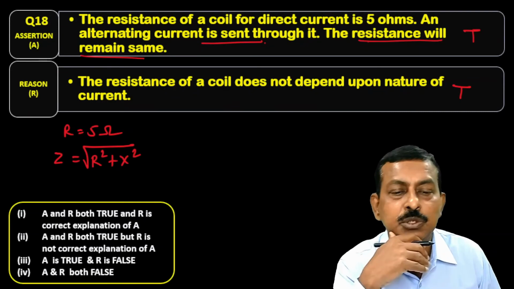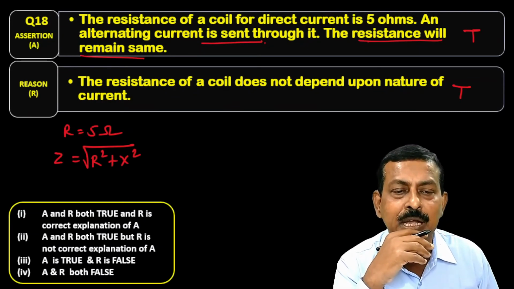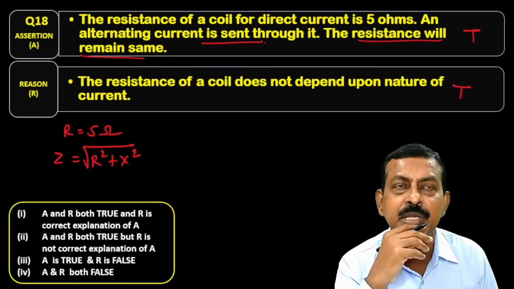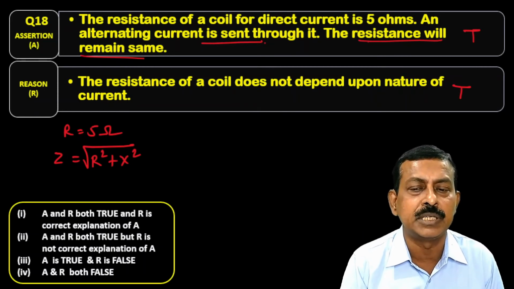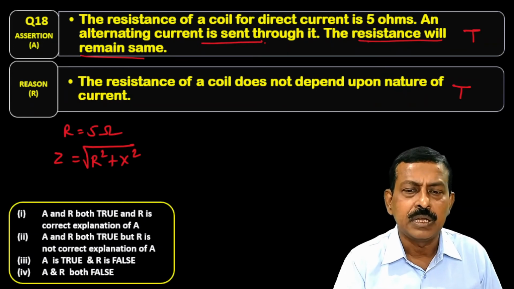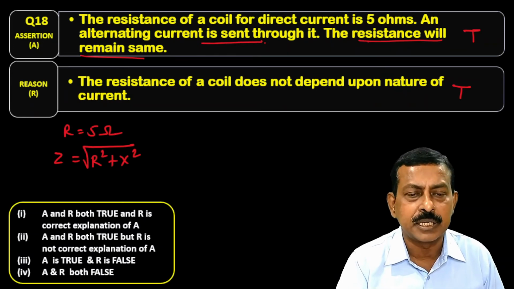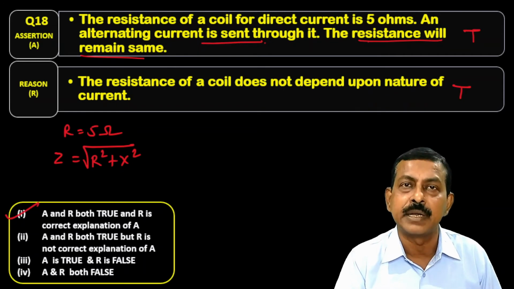Let's now just see the two statements together. The resistance of a coil for direct current is 5 ohm. And alternating current is sent through it, the resistance will remain same, because the resistance of a coil does not depend upon the nature of the current. So here, this one is explaining it correctly. So the first one will be the correct option.